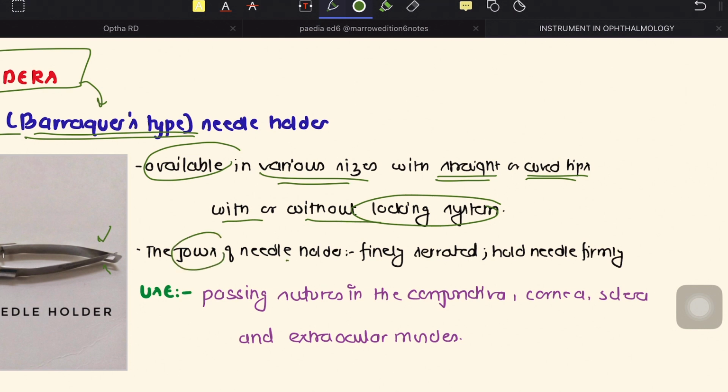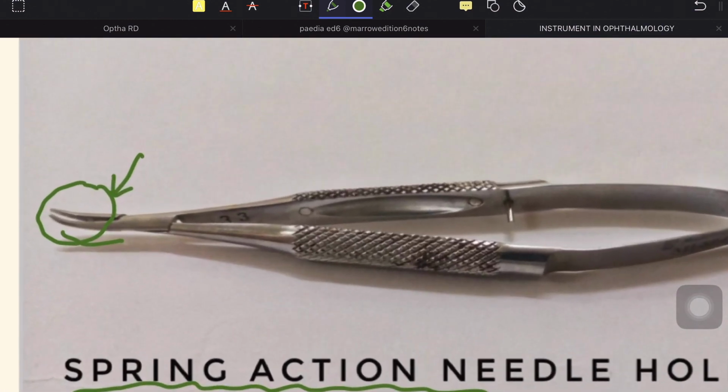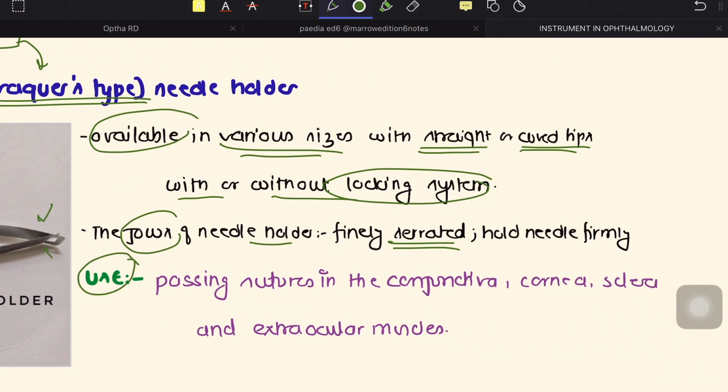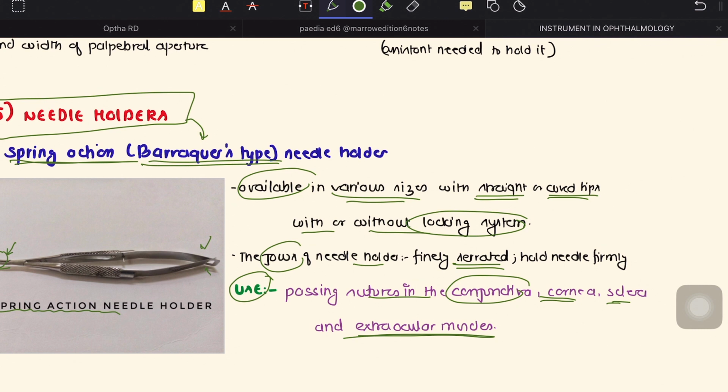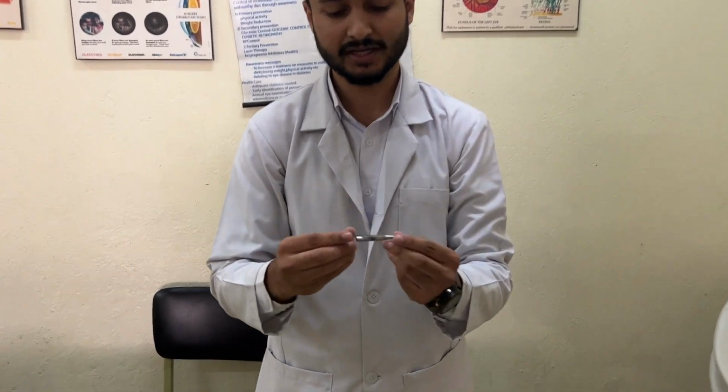The jaws of the needle holder are finely serrated. Right? If you zoom into this diagram, we can see the jaws of the needle holder are finely serrated so that they can hold the needle tightly. The use is for passing the suture in conjunctiva, cornea, sclera, and extraocular muscles. So this is the use of the Barraquer type needle holder. It is used to hold the needle so that we can pass the suture in surgeries of conjunctiva, cornea, sclera, and extraocular muscle. So this is our Barraquer type needle holder.